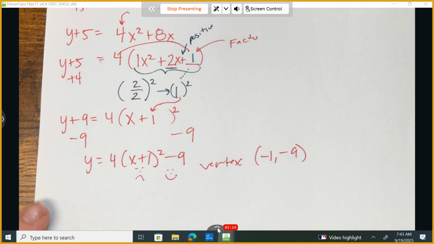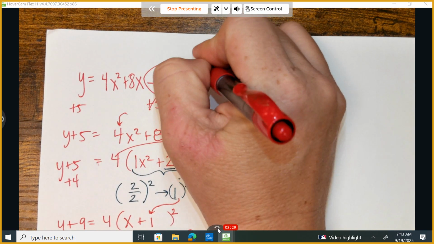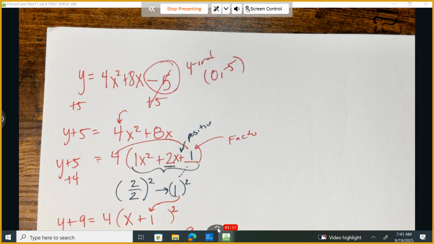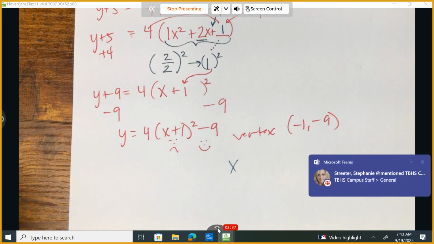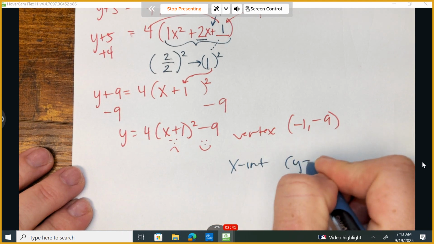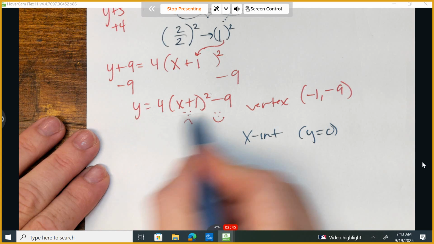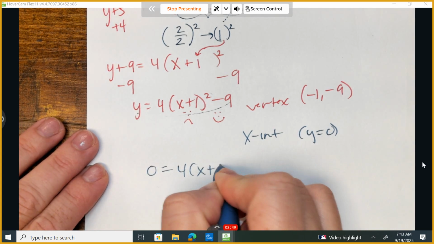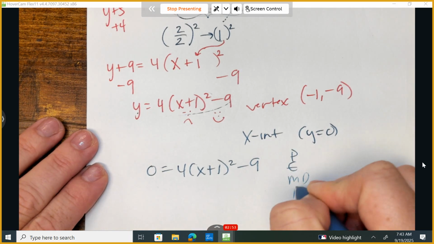We also need to identify the y-intercept. The y-intercept is always this constant in back. So the y-intercept is the ordered pair 0, -5. And the last thing that's going to take a little more work is to identify the x-intercept. Whenever we identify the x-intercept, we always make the y equal to 0, just like when we do the y-intercept, x is 0. So I'm going to come down to the vertex form and replace y with 0. And then I'm doing PEMDAS backwards. Please excuse my dear Aunt Sally.